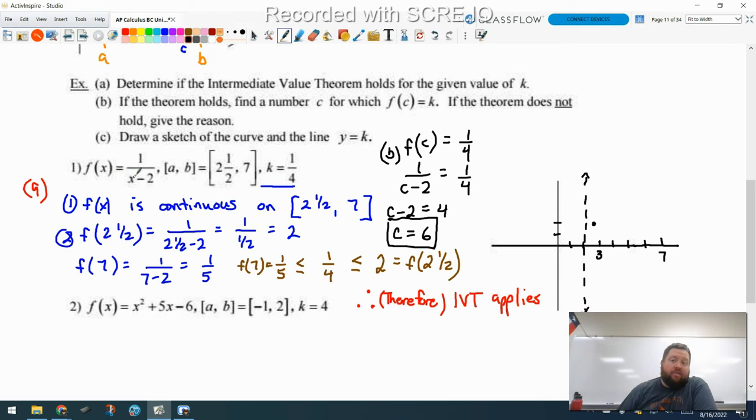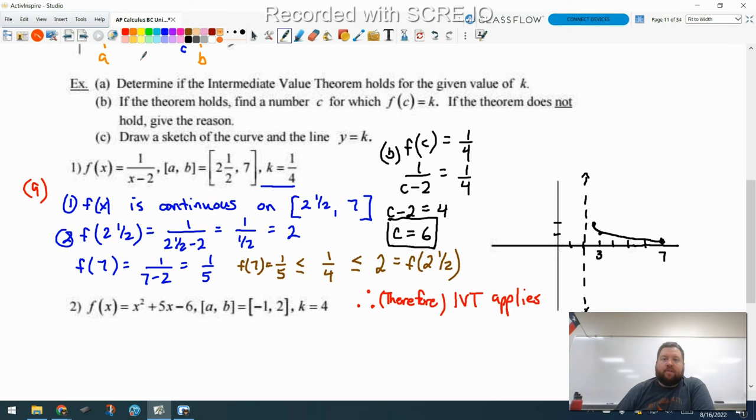If I plug in 3, 1 over 3 minus 2, that's just 1. And then I know 7, I got a 5th. So that's going to be pretty close down here to the x-axis, something like that. So I'm just going to graph just that part, not the whole function. It would continue going up and to the right, but this is the only part that we care about because that's the interval they gave us.